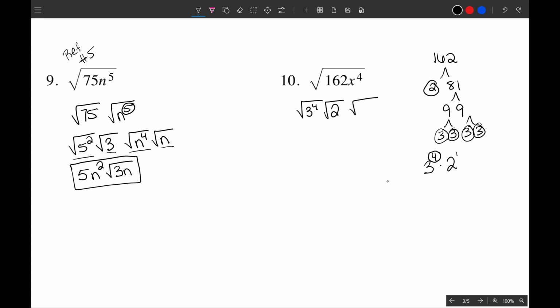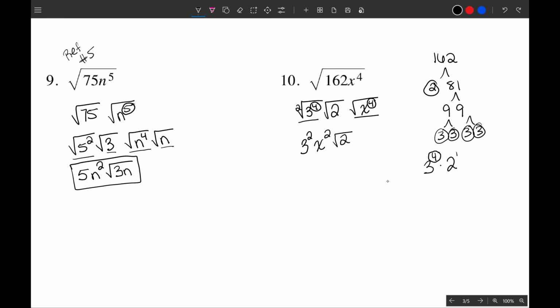And then I have my square root of x to the 4th, and x to the 4th is a perfect square because 4 in that exponent will divide by 2. So my perfect squares are 3 to the 4th and x to the 4th. So the square root of 3 to the 4th is 3 to the 2nd, because remember you're taking that exponent of 4, dividing it by that root of 2. The square root of x to the 4th is x to the 2nd. And then always have your prime number under the root left at the back. So square root of 2.